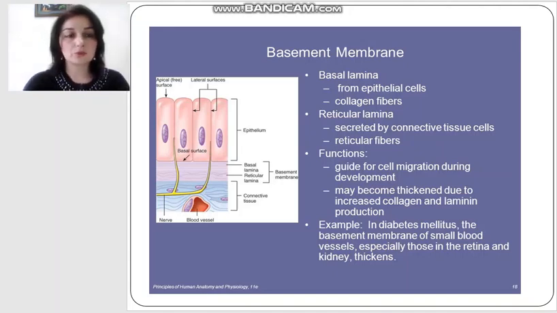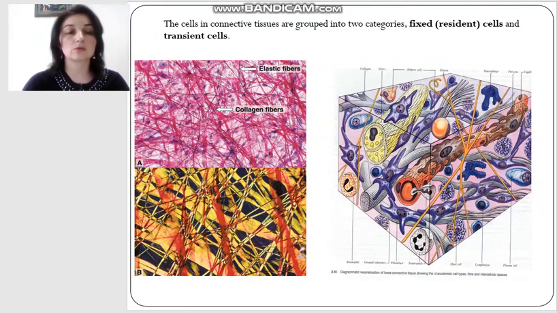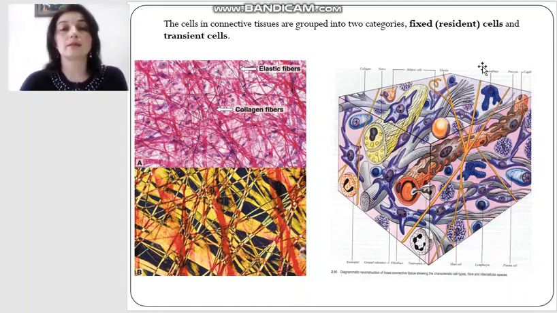Now we are coming to the connective tissue cells. Now that we have talked about the extracellular matrix, let's talk about the cellular components of the connective tissue. Here you are looking at the schematic representation of the connective tissue. Here you can find all of its components, the cellular and non-cellular components. We have to know that the cells of the connective tissue are subdivided into two categories: first of all, fixed cells and transient cells.